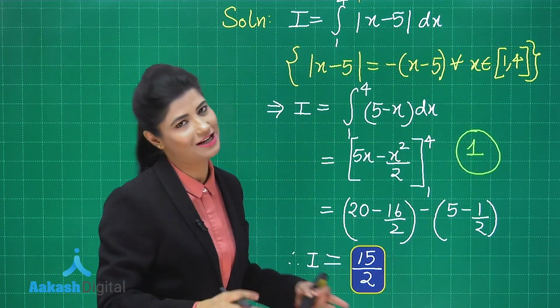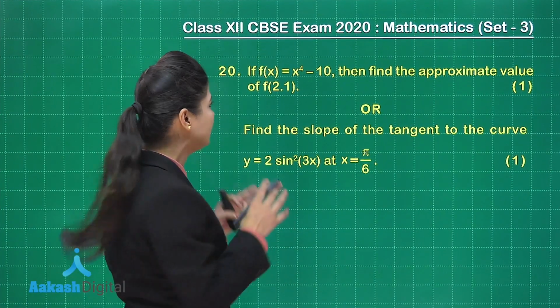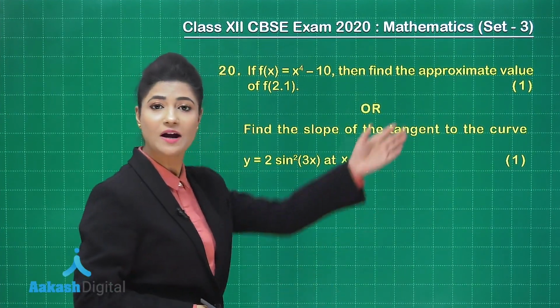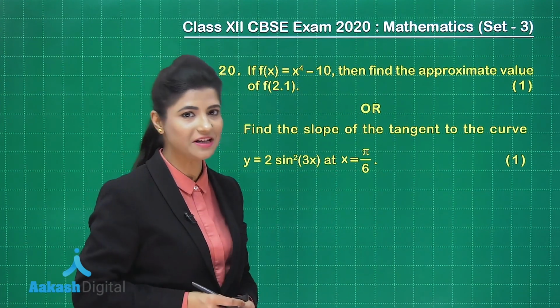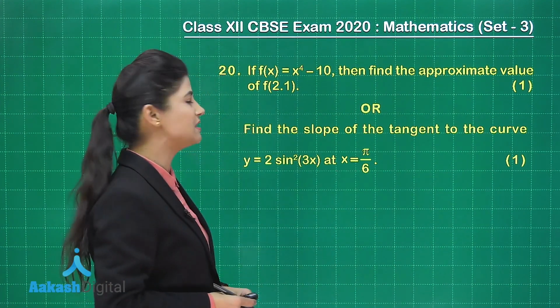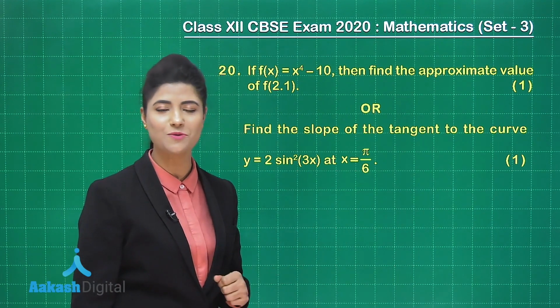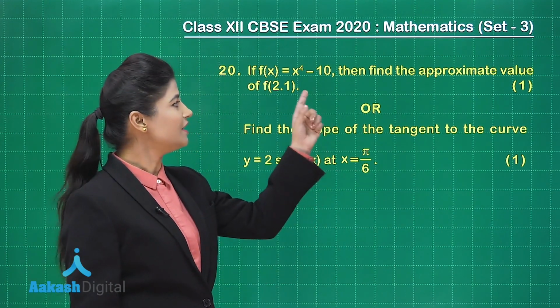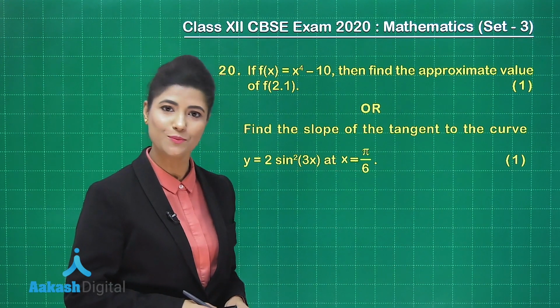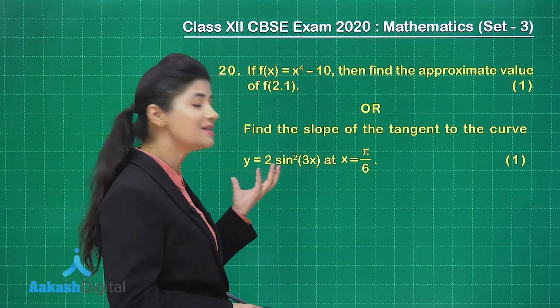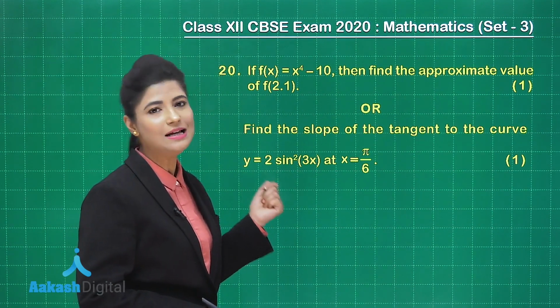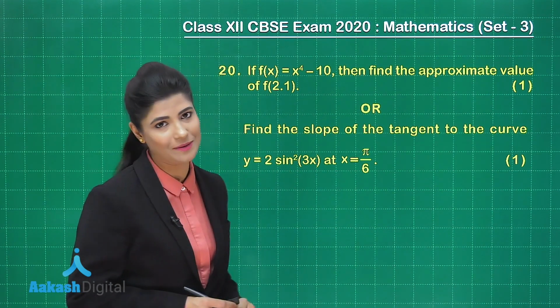Now, let's move on to our next question. So, in question number 20, you can clearly see we have been provided with 2 choices, and both the choices are from the same chapter, application of derivatives. In the first choice, it has been stated if f of x is equal to x raised to the power 4 minus 10, then find the approximate value of f of 2.1. And the second choice, it has been stated, find the slope of the tangent to this given curve, which is y equal to 2 sine square 3x at x equal to pi by 6.